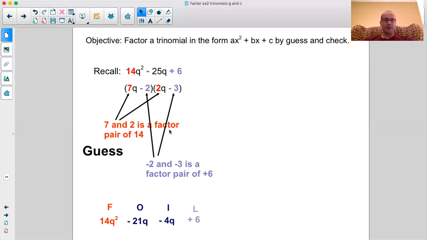So the strategy of guess and check, it's you don't blindly guess. Like you know that you need to get the 7 and the 2, or maybe a 14 and a 1 to satisfy the 14q squared.